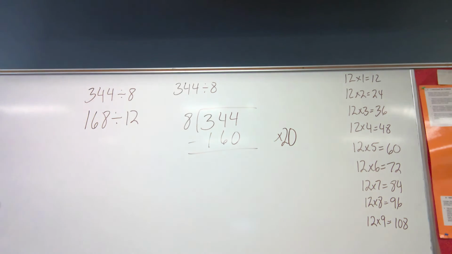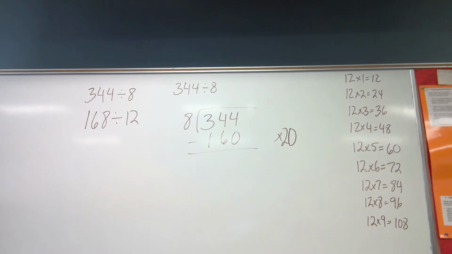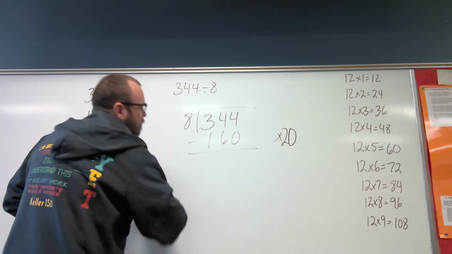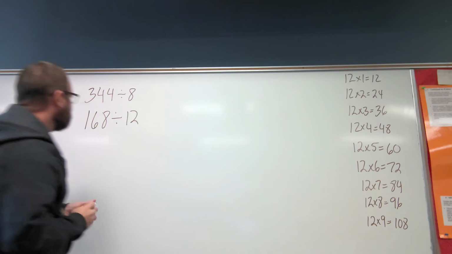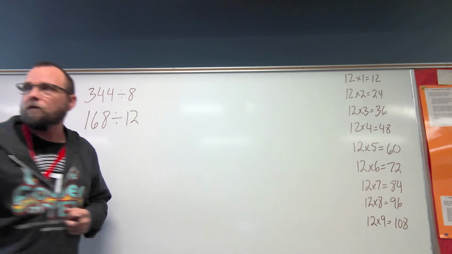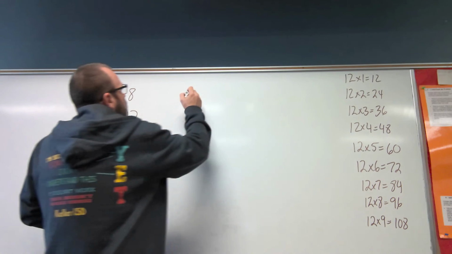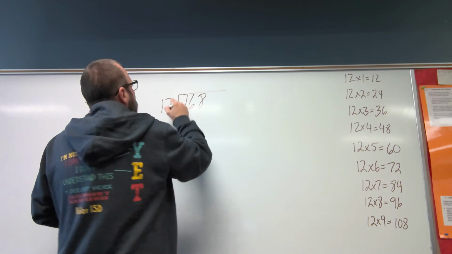I could subtract. And did we already do 344 divided by 8 as partial product? We already did partial product of 344 divided by 8. We're going to have to re-estimate this because I was doing the wrong problem when it was 14. Thank you. All right, so we'll do 168 divided by 12.